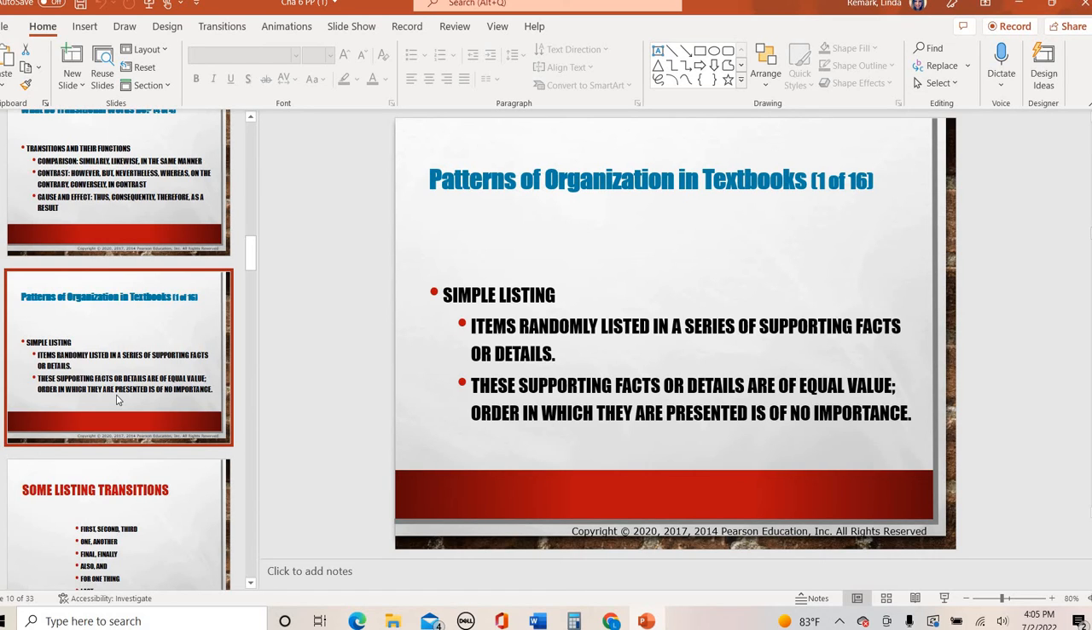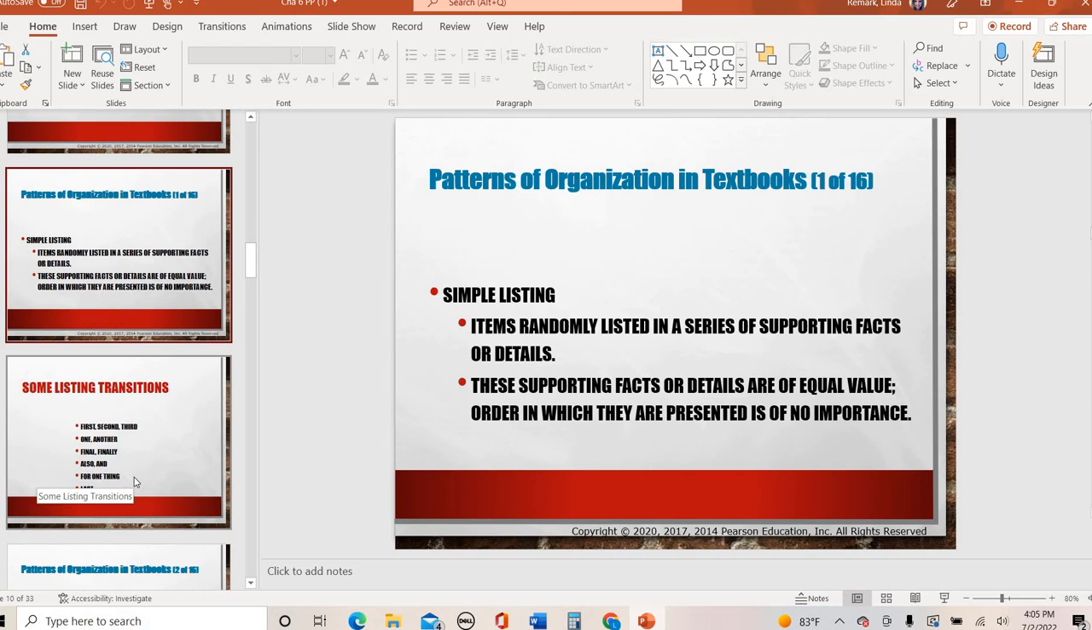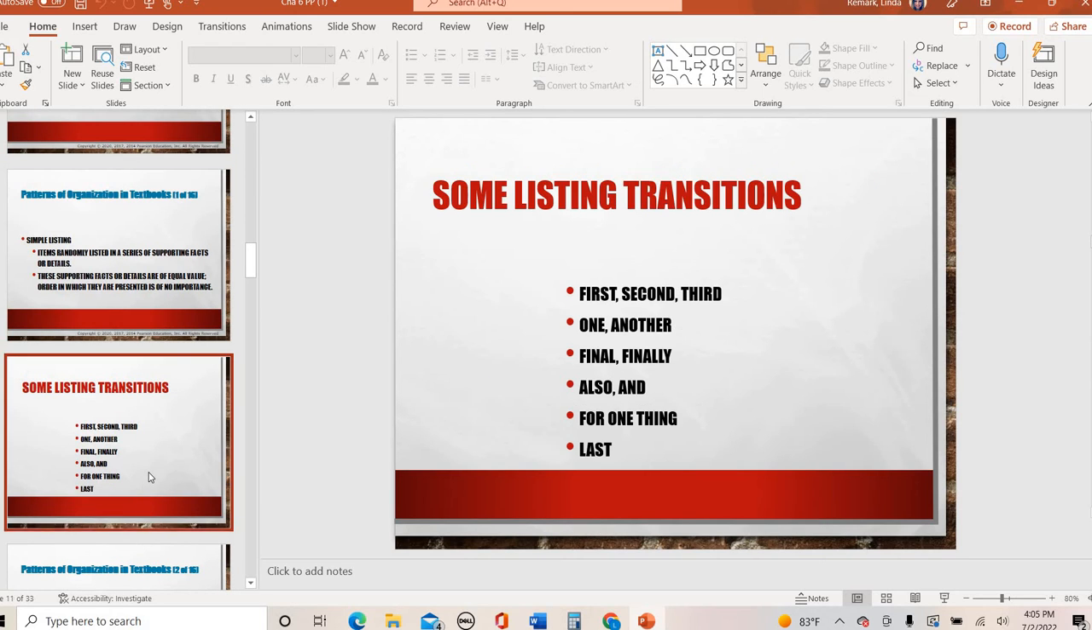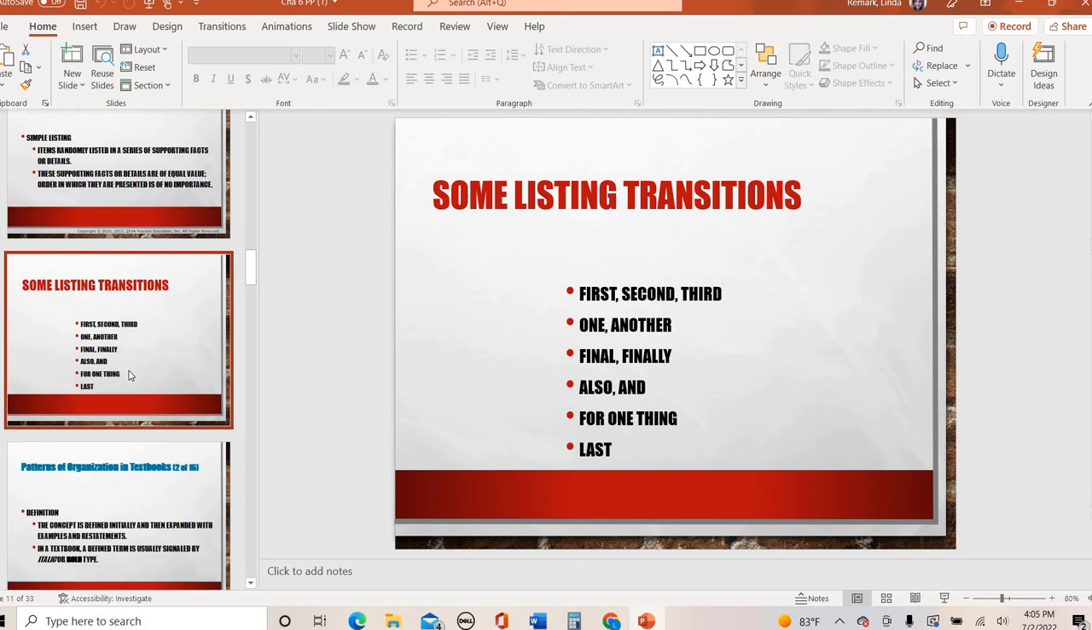We have a to-do list, we have a grocery list. So it's just listing items, and there's not necessarily an order. It's just kind of in a list separated by commas, or sometimes by number, but it doesn't always mean something's more important than another.